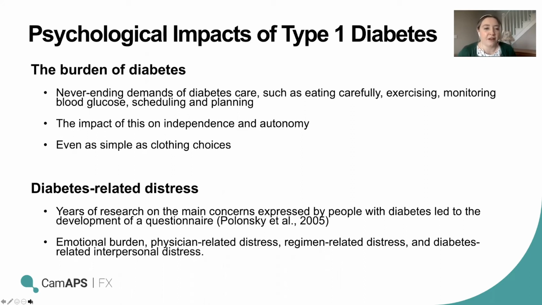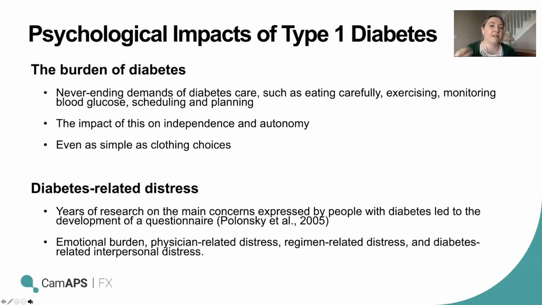So again, the burden of diabetes, and its general impact on quality of life. It's the never-ending demands of diabetes care. The eating carefully, the exercising, having to think about the impact of that, having to constantly monitor your blood glucose levels, scheduling, planning. Can I do this? It's like what Gemma was talking about, how everything tends to revolve around the diabetes, even in the wider family system.